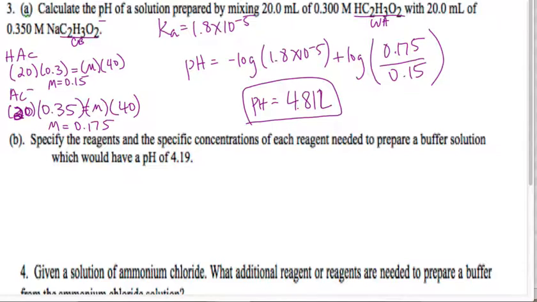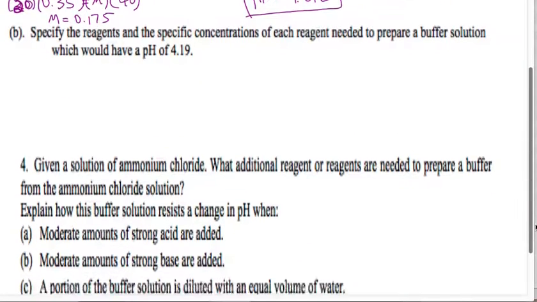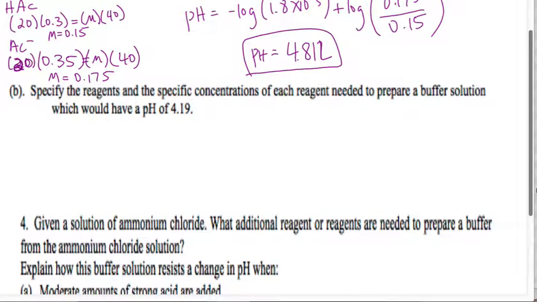Okay, this is a fun one. We'll see if it comes out better this period than last period. They picked a very, very odd acid, made numbers freaky. Specify the reagents and specific concentrations of each reagent needed to prepare a buffer solution which would have a pH of 4.19.